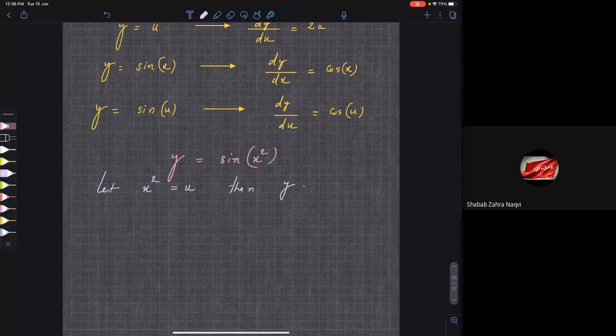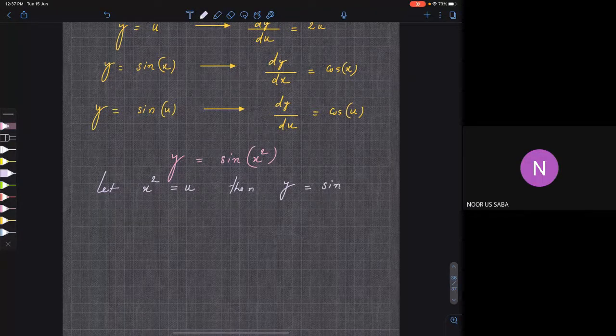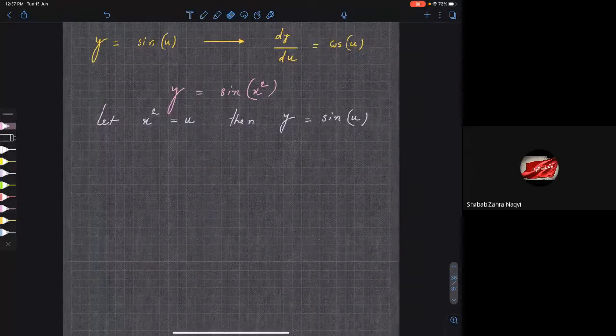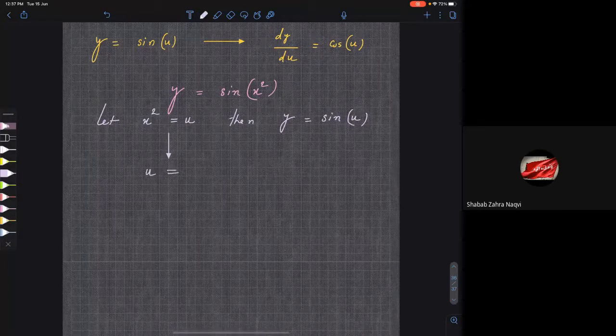What will be dy by dx? Sine of u. Are you getting my point? Yes, sir. Now according to this, if u equals x square, just keep it as it is. I'm keeping it as it is. And y equals sine u.